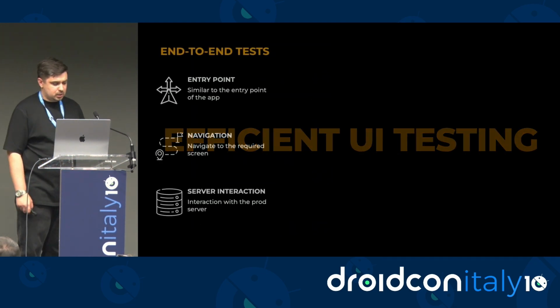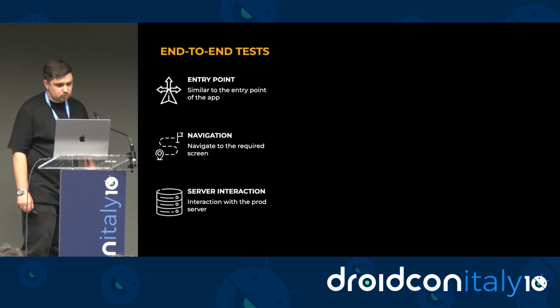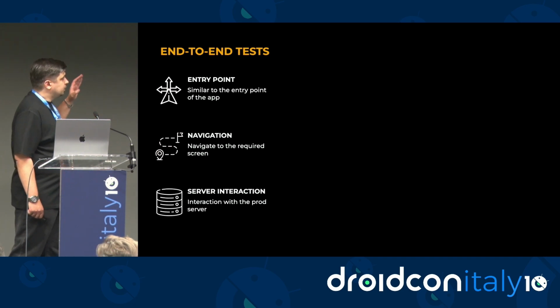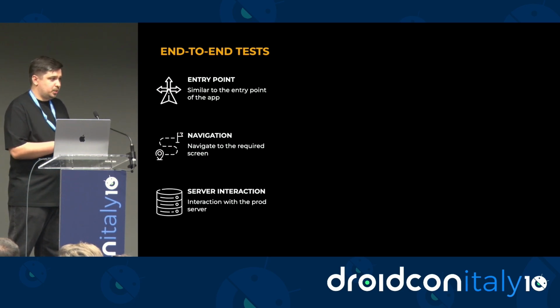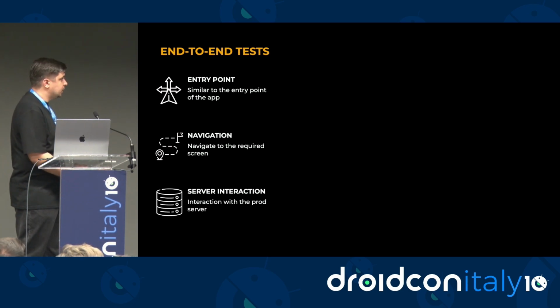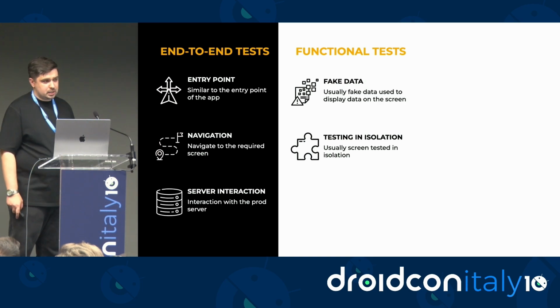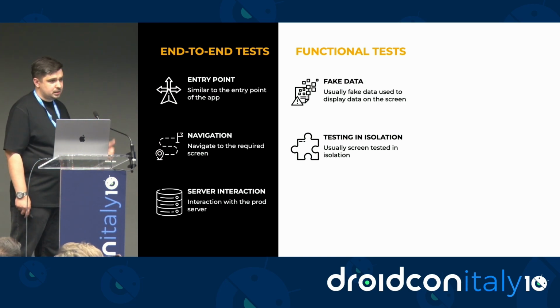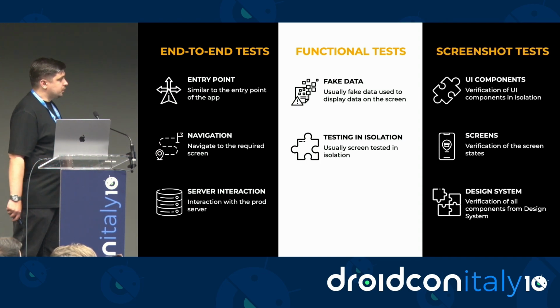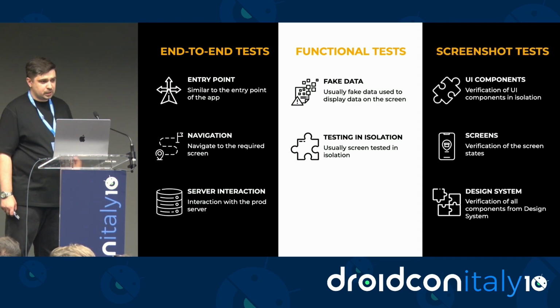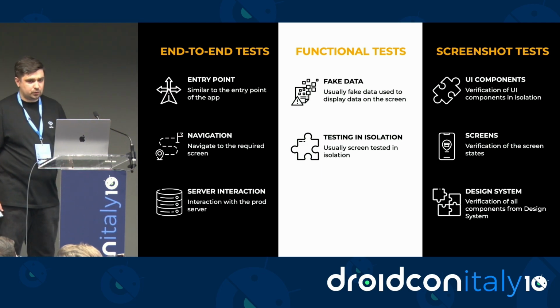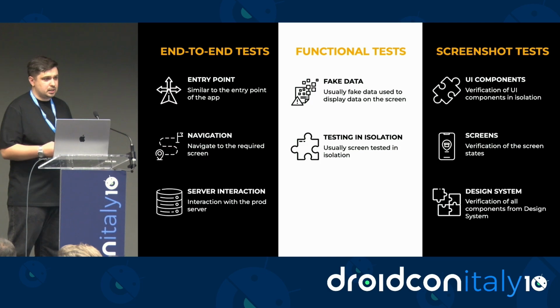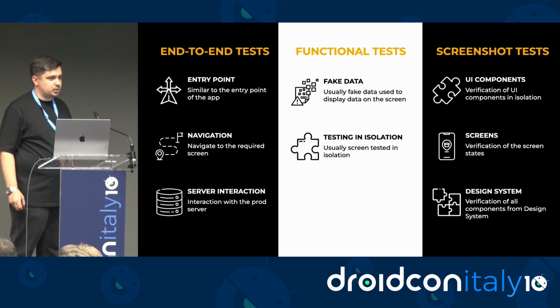And right now, let's speak a bit about efficiency. So, a small wrap up. End-to-end test: the main idea is to verify the application, how it works with a real environment. Functional test: we test in isolation. We use fake data. We have almost always no navigation. And for screenshot test, we verify pixel perfectness. We verify components and screens, and ideally we start from the design system, because design systems later on will be used everywhere in your application.